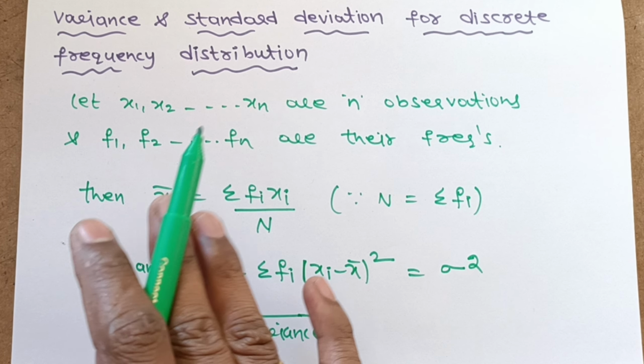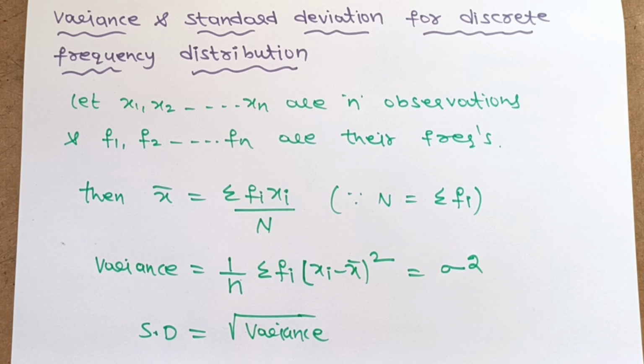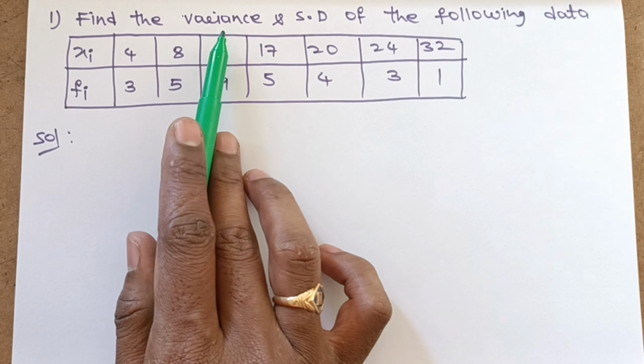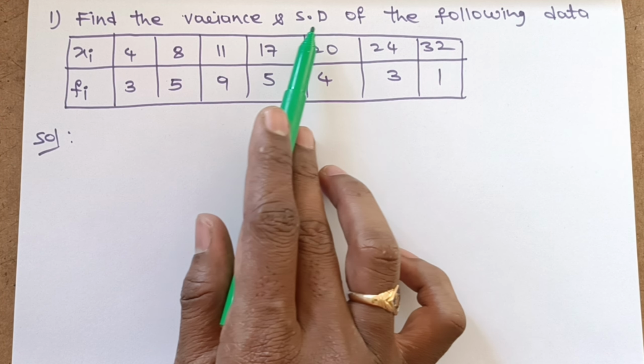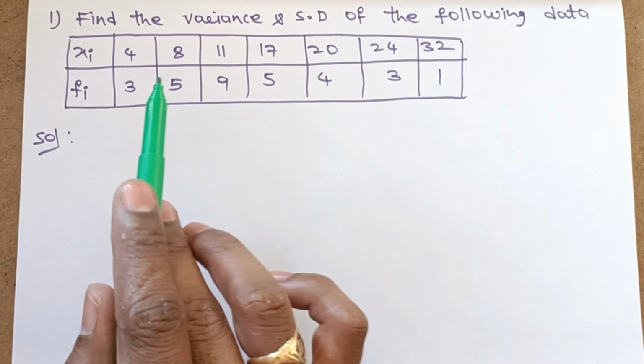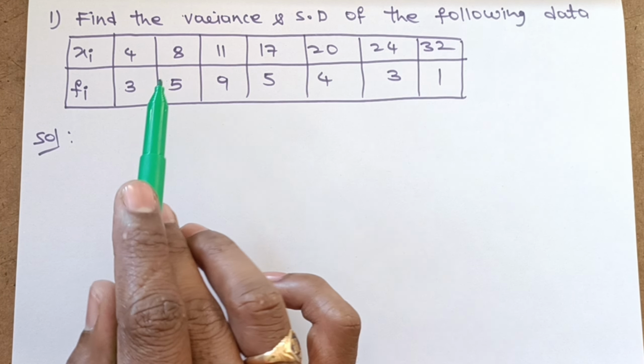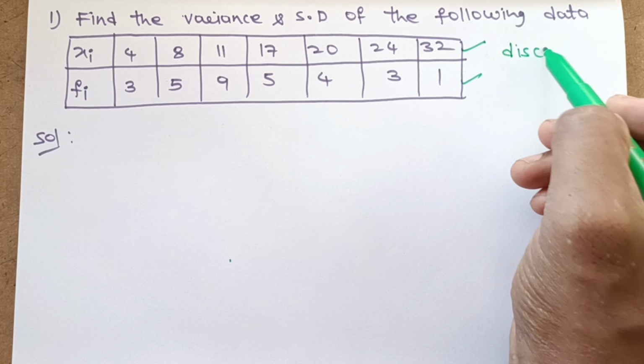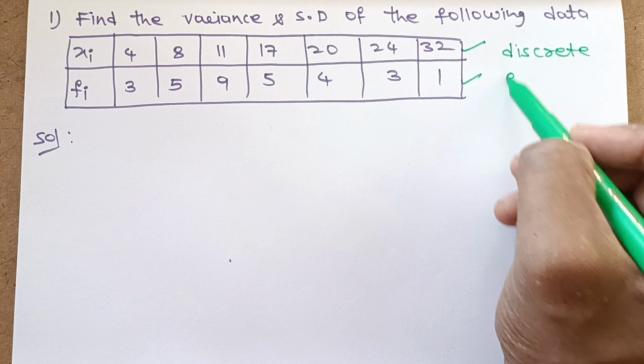Watch till the end without skipping the video. See the question number 1. Find the variance and SD. SD means standard deviation of the following data. So clearly this data contains observations and frequencies. Therefore it is called a discrete frequency distribution.